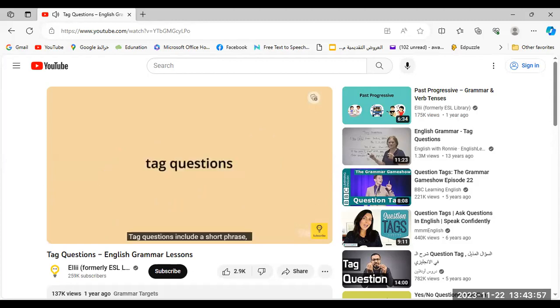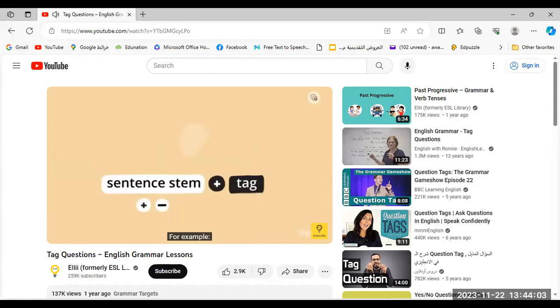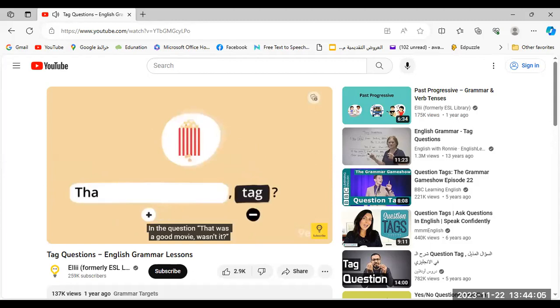Tag questions include a short phrase called the tag at the end of a positive or negative sentence stem. For example, in the question, "That was a good movie, wasn't it?" "That was a good movie" is the sentence stem, and "wasn't it" is the tag.